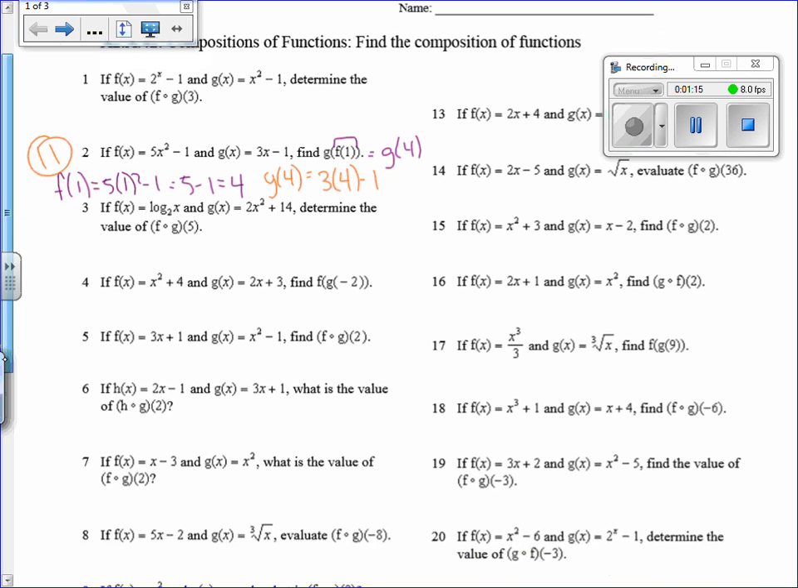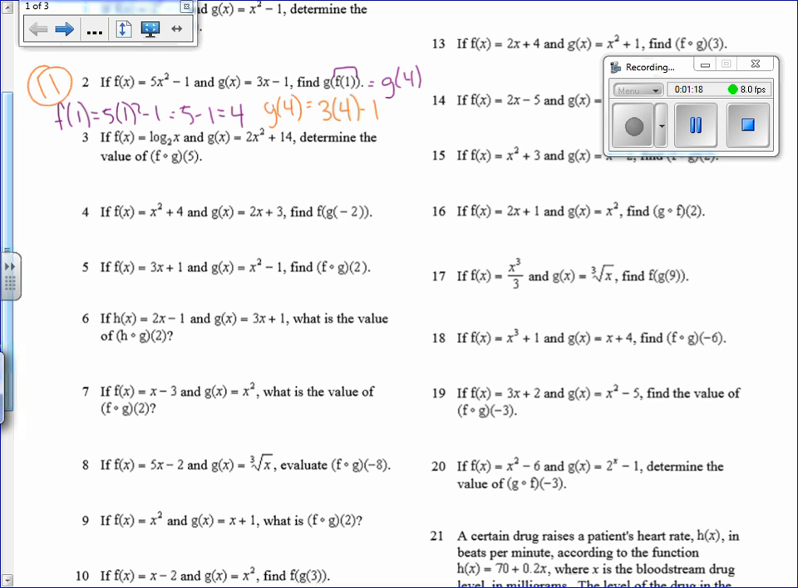Okay? Number 4, they give us F, they give us G. We want to find F of G of negative 2. So the first thing I've got to figure out is what is G of negative 2, and then that's what I'm going to plug into F. So G of negative 2 is 2 times negative 2 plus 3. That is going to give me negative 4 plus 3, which is negative 1. So I'm really going to do F of negative 1. F of negative 1, when you plug it in, is going to give you 5. So your final answer is 5.